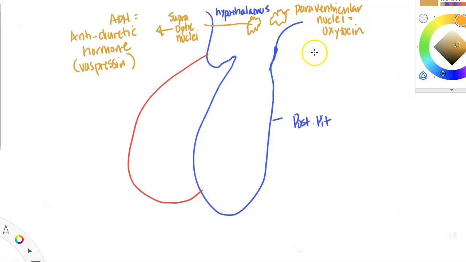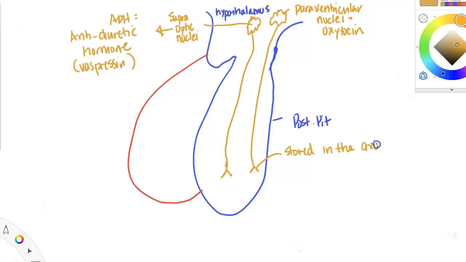So those two hormones are made by the hypothalamus in these neurons, and they are secreted down the axons of these neurons, and they are stored in the axon terminals, and the axon terminals are located in the posterior pituitary.